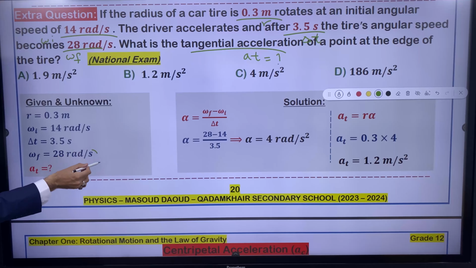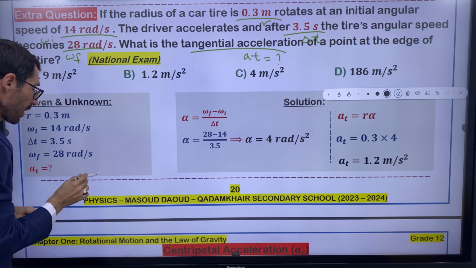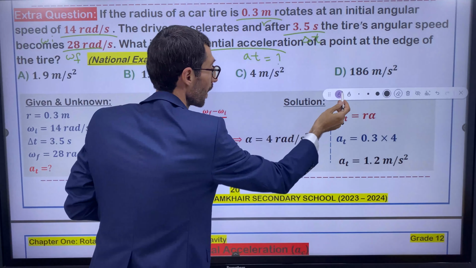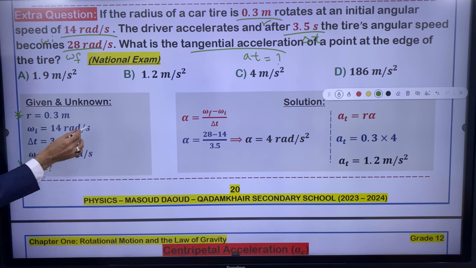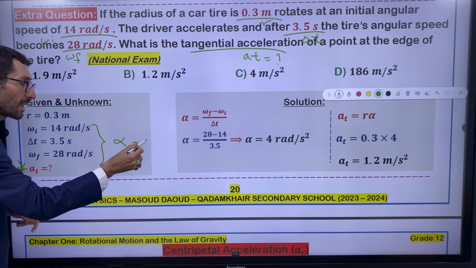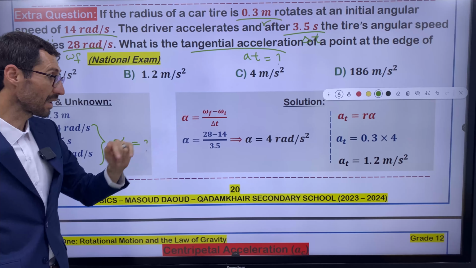Like the previous question, I told you to ignore two pieces of information. Teacher, what information shall we ignore? Let me tell you. You have to ignore R and AT. Focus on what? Focus on omega I, omega f, and delta t. Which equation involves omega I, omega f, and delta t? To find alpha, this equation: alpha is equal to omega f minus omega I divided by delta t.